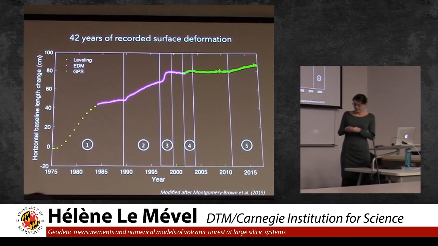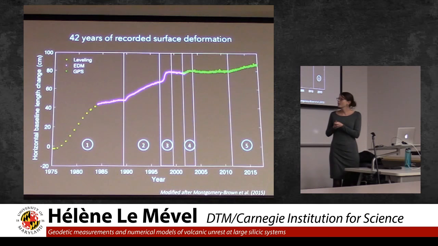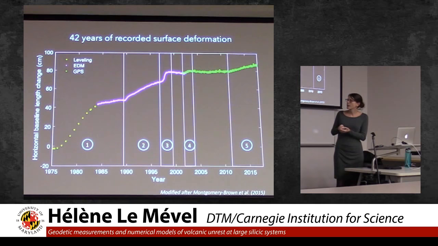So ground deformation at Long Valley has been monitored for a long time, starting in 1975. So it's one of the longest time series available for volcanic unrest. It has been monitored with different geodetic techniques: leveling, EDM, GPS. And as you see here, it has been uplifting, but not at continuous rates.